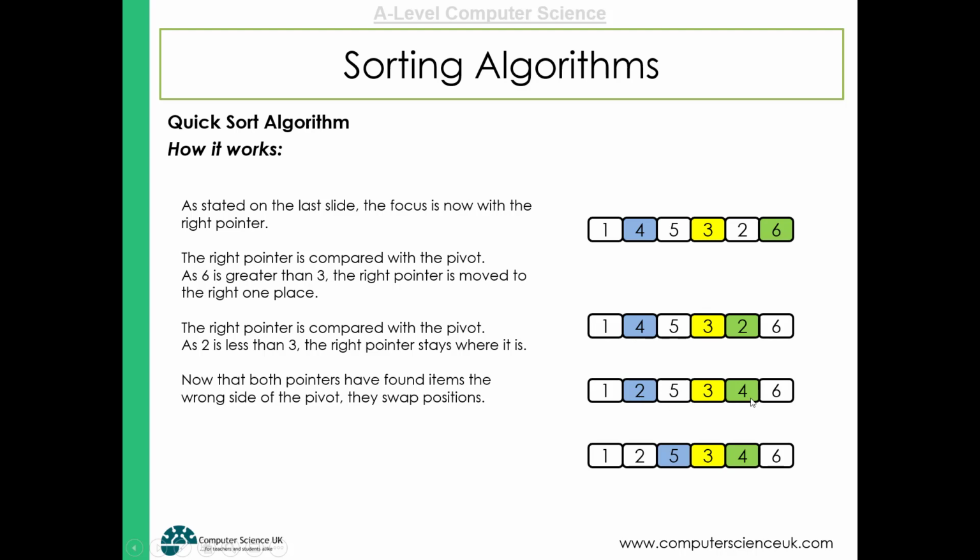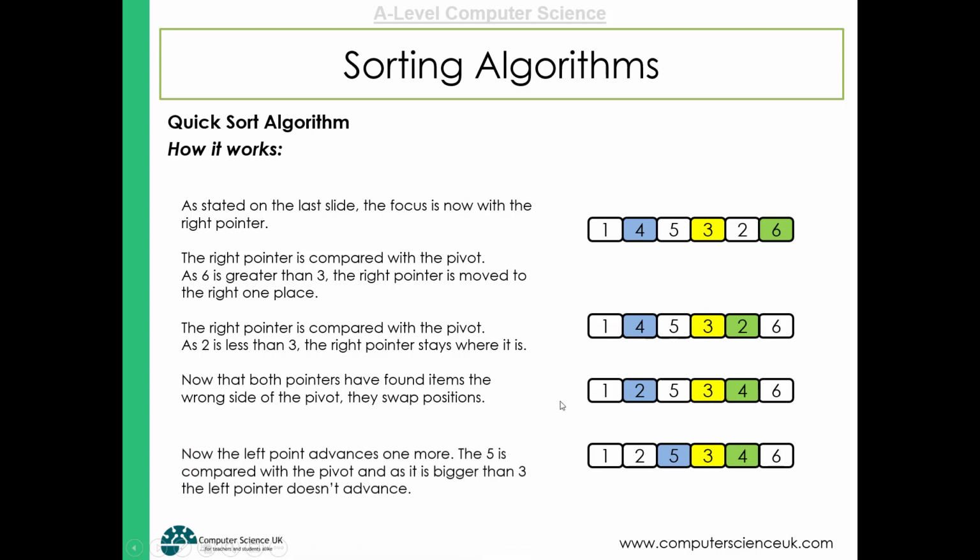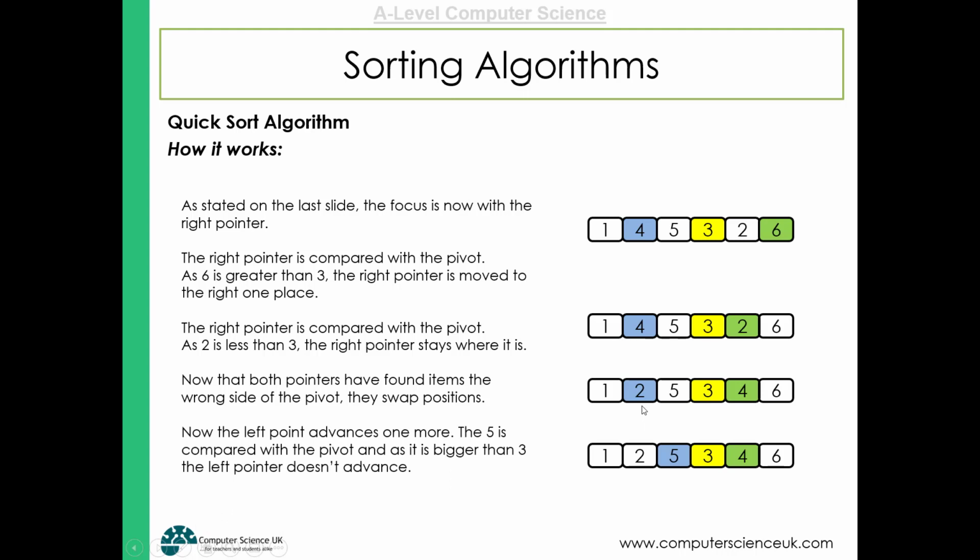So the items have swapped, and what we can now do is move the left pointer on 1 to the value of 5. Now 5 is greater than 3, so we stop moving our left pointer and attention turns to the right pointer. That is at a 4. The 4 is greater than the 3, so that's absolutely fine, that's at the correct position. So the right pointer moves down 1 to the 3. Now the pointer is at the pivot.